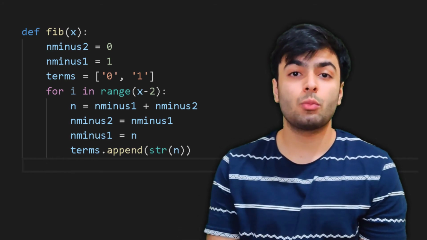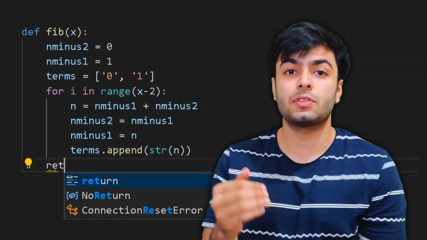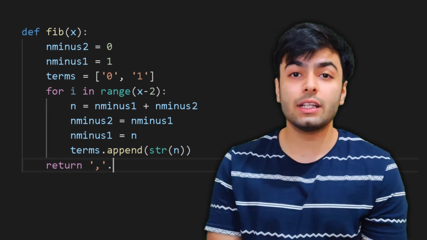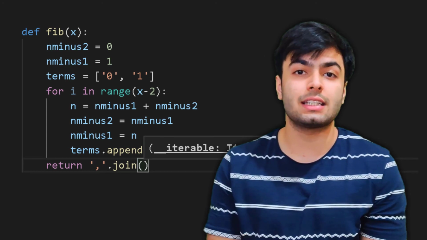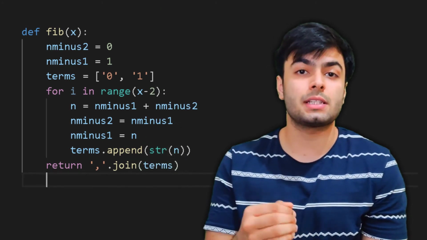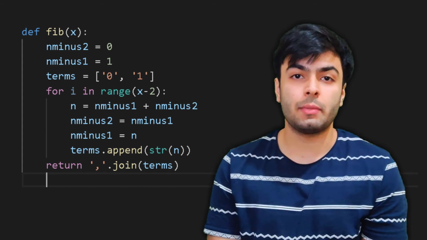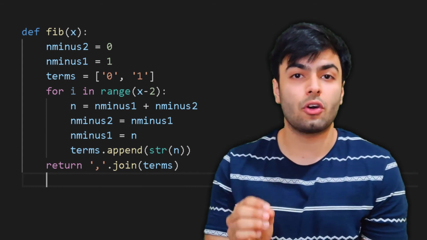When the for loop ends, we will find the first x terms of the Fibonacci sequence stored in our list terms. Now all that's left to do is to return this list as a string with all the terms separated by a comma. To do this, we can use the join method and set the separator to a comma.